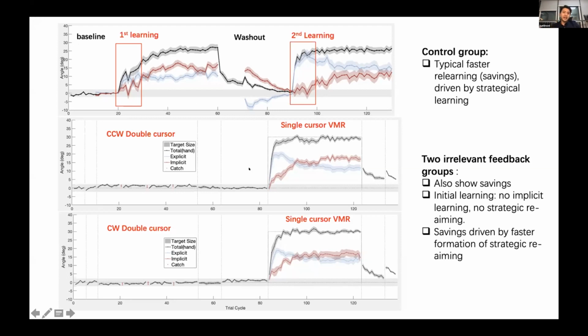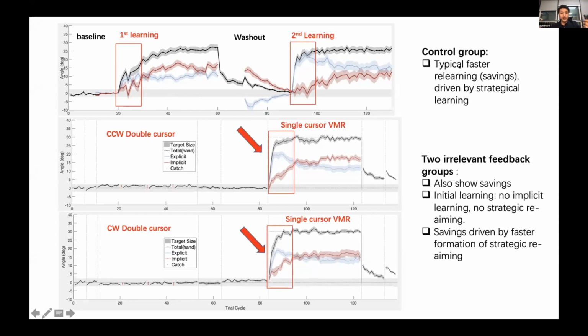But once they learn the visuomotor rotation using a single cursor visuomotor rotation, you can see they learn much faster than the control group first time. Basically, we see savings. And even sometimes when the double cursor moves in the opposite direction, you see the same effect.